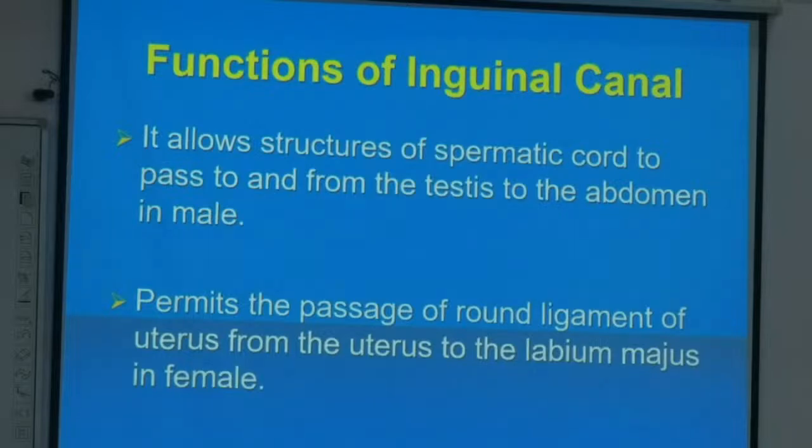Next. Now, what are the functions of the inguinal canal? It allows structures of spermatic cord to pass to and from the testis to the abdomen in male and permits the passage of round ligament of uterus from uterus to the labia majora in female. Next.